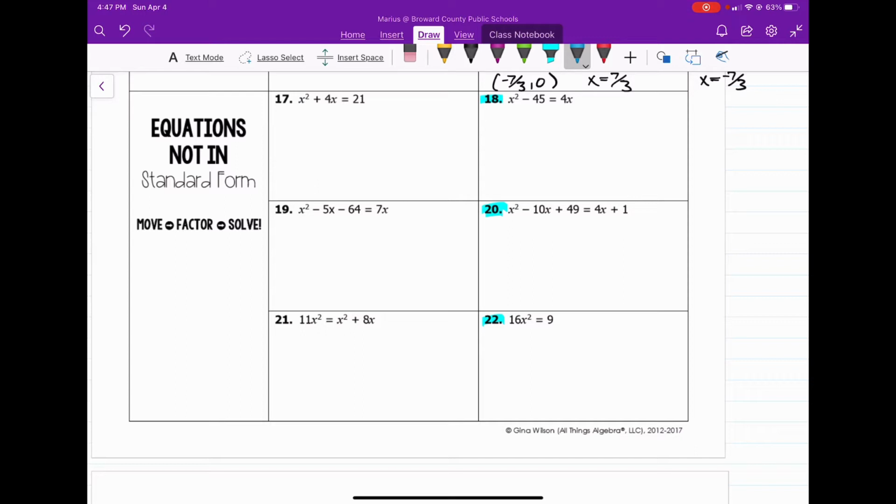Today we're going to do another algebra lesson about determining the solutions or x-intercepts of a quadratic equation when the quadratic equation is not in standard form. So let's go ahead and jump right in.